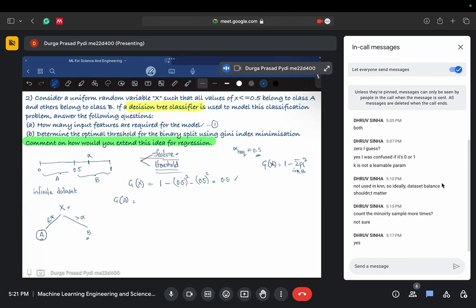So what is there in portion A is everything between 0 and alpha, and B is alpha to 1. So in this data set A, what is the probability that if I pick a random point, it will belong to class A? So I'll write class A probability and class B probability.